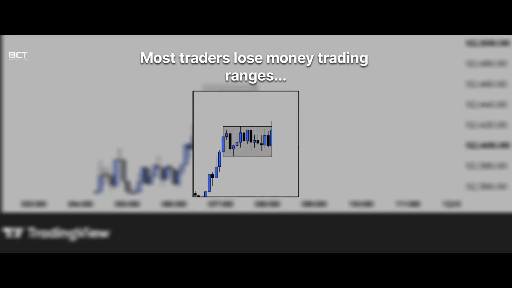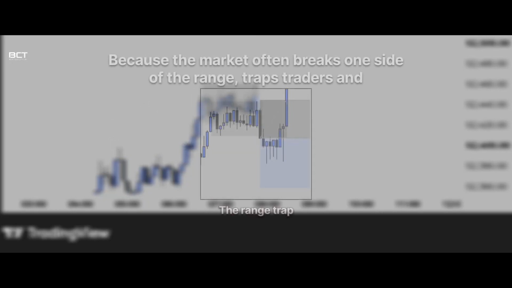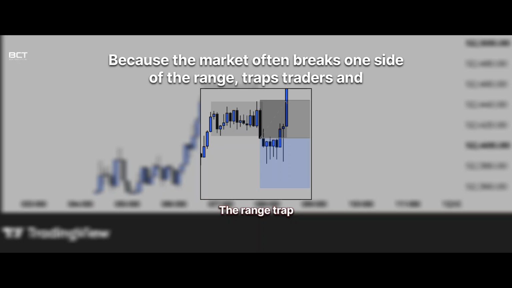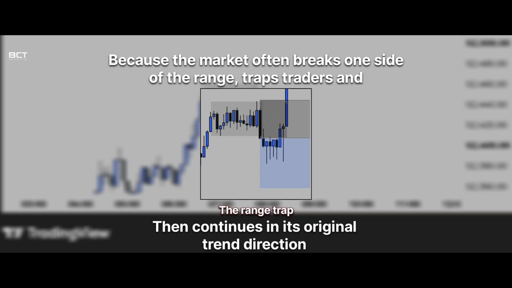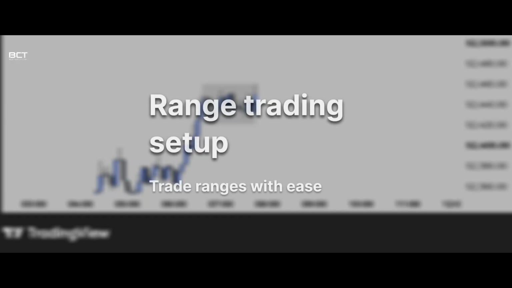Most traders lose money trading ranges because the market often breaks one side of the range, traps traders, and then continues in its original trend direction. In this video I'll show you a simple range trading setup that makes trading ranges much easier.